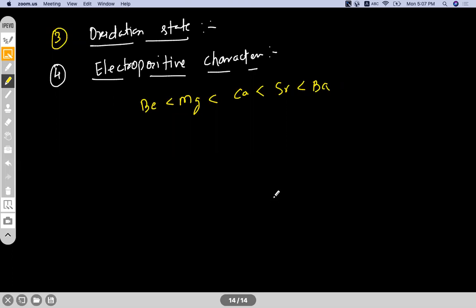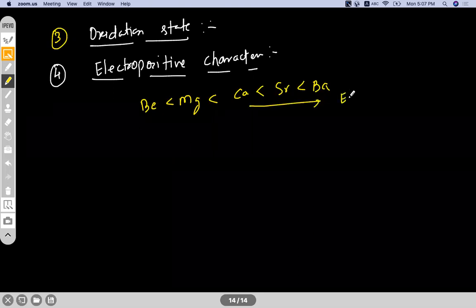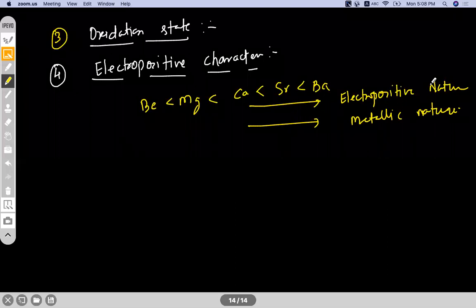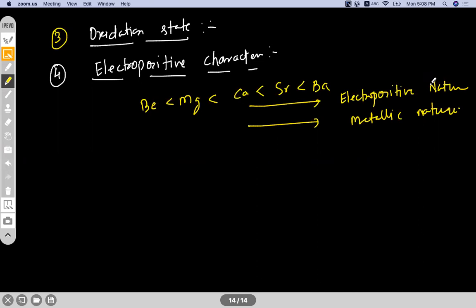Electropositive character. And the same thing we have for metallic character. Electropositive nature, and also we have this for metallic nature. Okay, both increase down the group because ionization energy decreases.